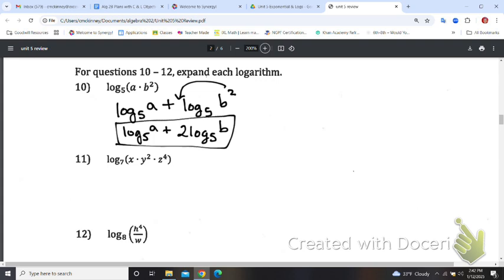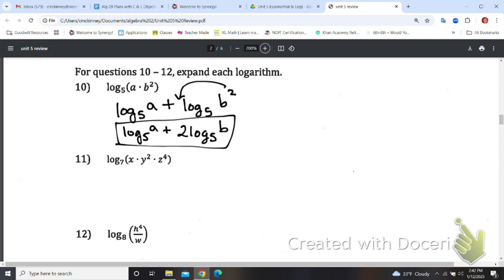Final answer. All right, so when I'm grading these, I'm looking for, did you use plus because it was multiply? Do you have log base 5 2 times? Do you have the A and the B? And did you move the 2 to the front? So lots of points for small steps.